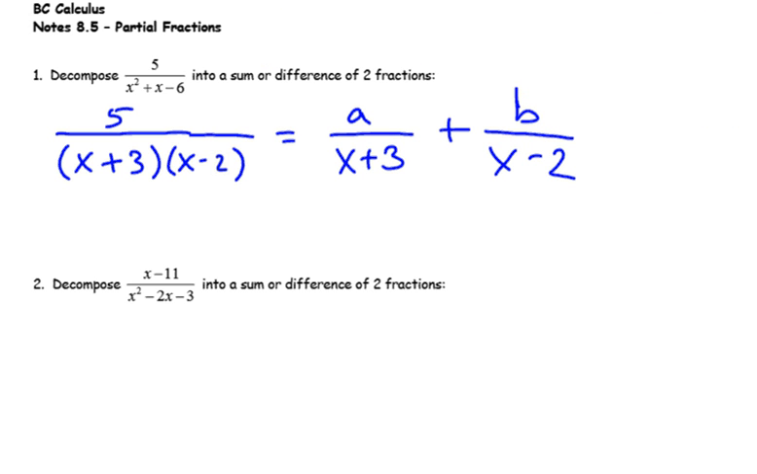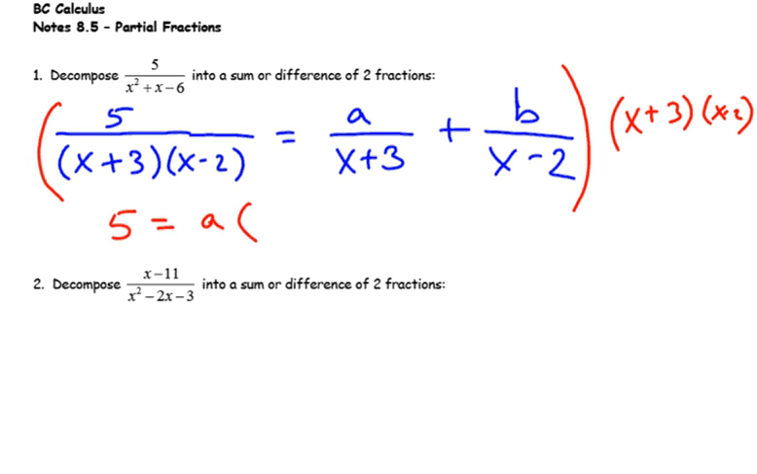Now, my next step in decomposing into a sum or difference of fractions is to multiply this whole thing by the denominator. So we're clearing the fraction, essentially. So I'm going to multiply this whole equation by x plus 3 by x minus 2. And so when you do that, you get 5 equals A times the other factor, x minus 2, plus B times the first factor of x plus 3. Okay, so this is where you want to be for a partial fraction.